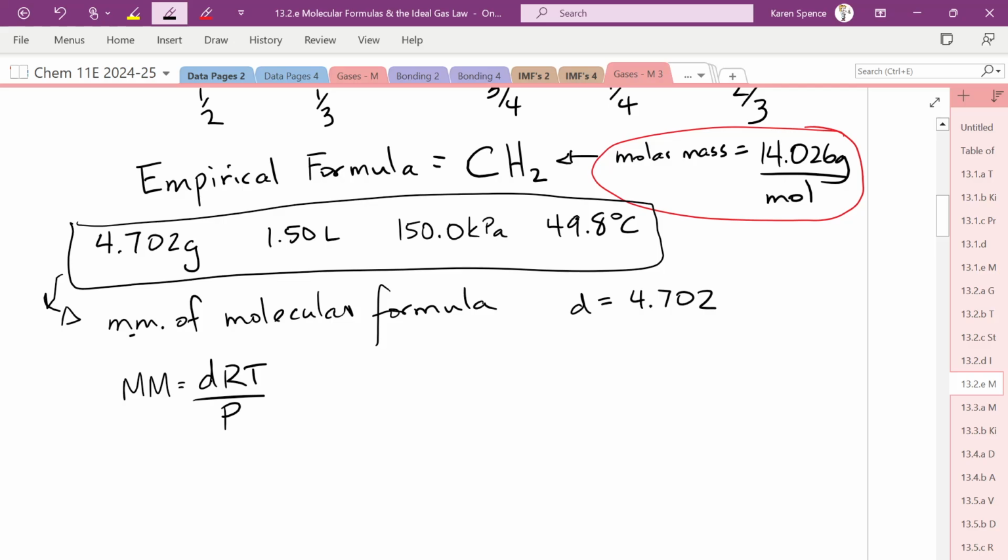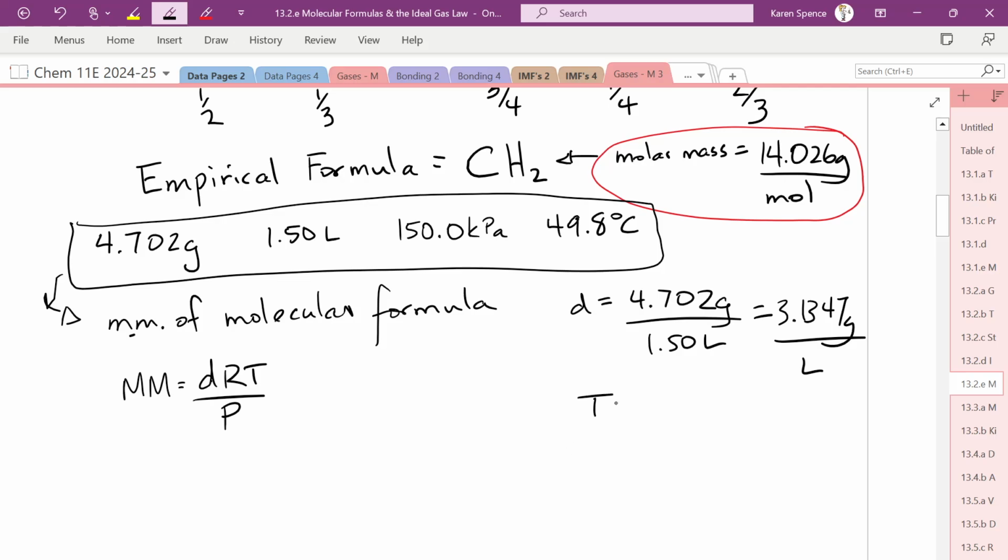Oh, now this has to be in kilograms, doesn't it? No, it's just grams. Okay, grams. Yes, grams over 1.50 liters. So we have 4.702 divided by 1.5 equals 3.1347 grams per liter.